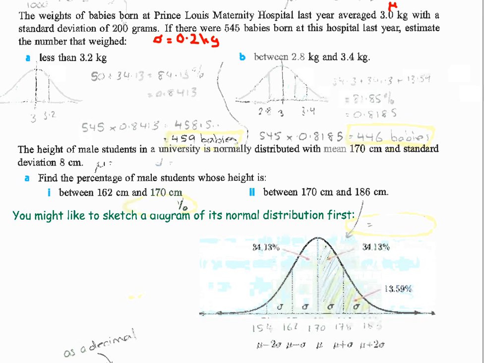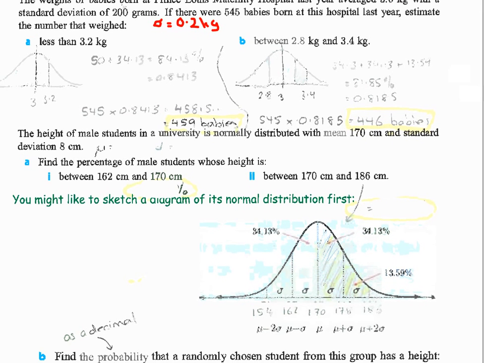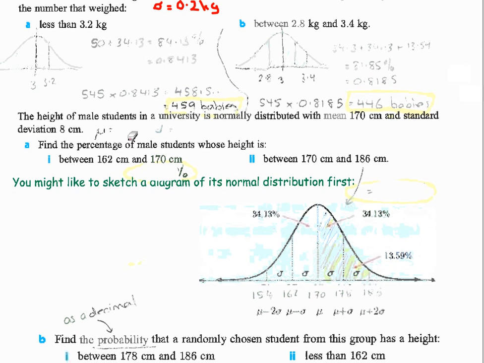Another practical example: the heights of male students in a university is normally distributed with a mean of 170. So our mean is 170, you might want to write that out, mu equals 170, and a standard deviation of 8. So I'd write out sigma equals 8. It's a good thing to do. Find the percentage of male students whose height is between 162 and 170. And I've put this graph down here to help you get started.